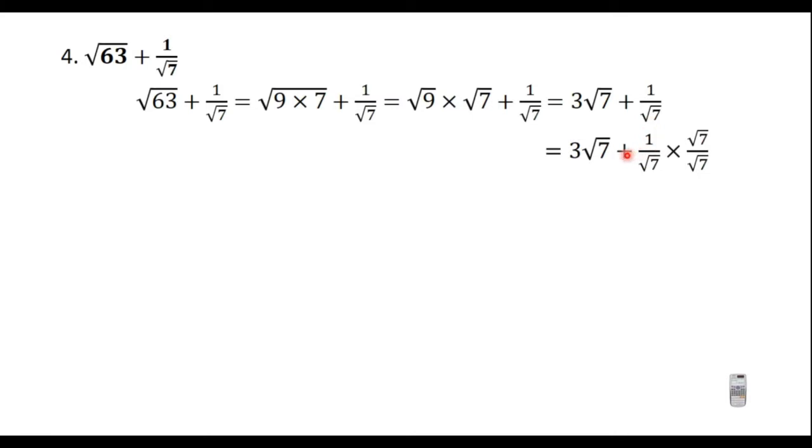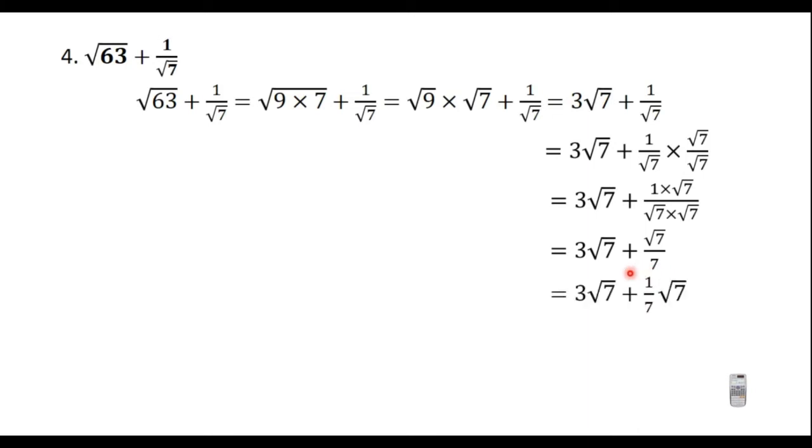Now how is that done? We leave this part alone since it's not a fraction. So we are rationalizing here. So you multiply both the numerator and the denominator by the denominator. So we are going to have 1 times 1 over square root of 7 times square root of 7 over square root of 7. Now we are going to have 3 root 7 plus 1 times square root of 7 divided by square root of 7 times square root of 7. You know that this is going to give us 3 root 7 plus 1 times square root of 7 will give us square root of 7 divided by square root of 7 times square root of 7 will give us 7.